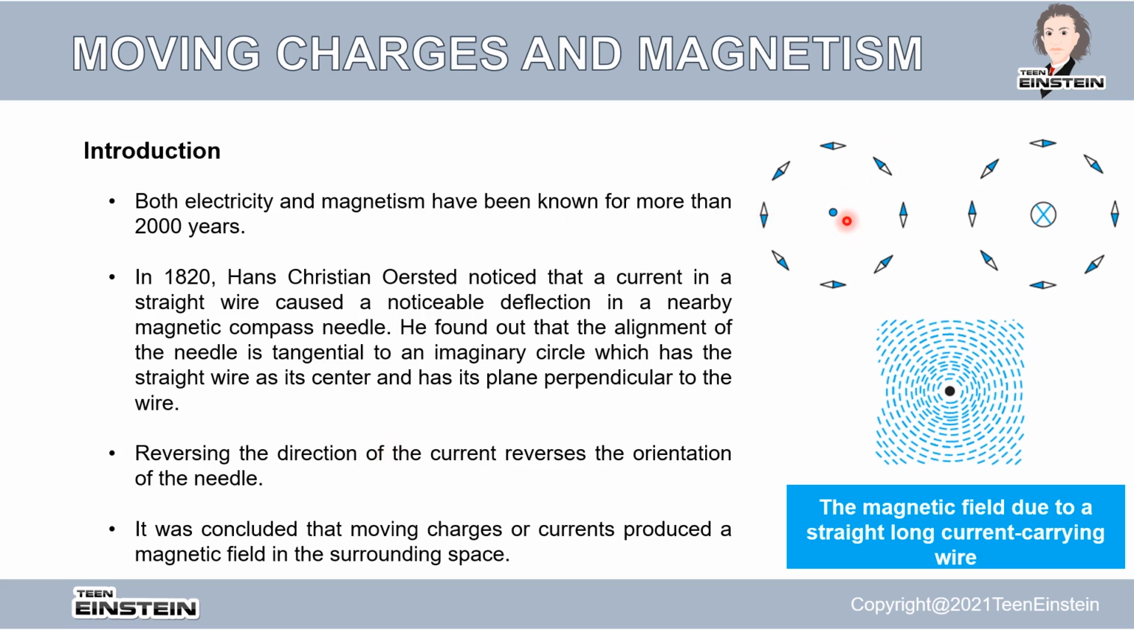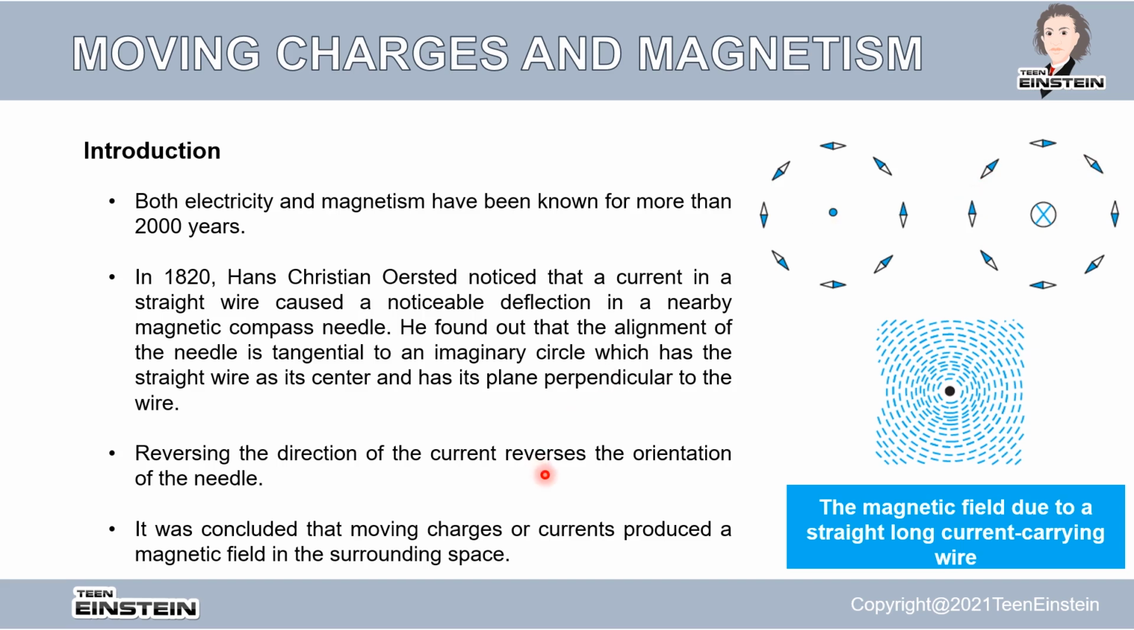He also noticed that reversing the direction of the current reverses the orientation of the needle. For example, in this picture, the current is coming out of the plane of the paper and the needle aligns itself in a circle around the current carrying wire. But if the current direction is reversed, that means the current goes into the plane, the compass needle still forms a circular shape around the wire, but it reverses its direction. Now the needles are aligned in the opposite sense.